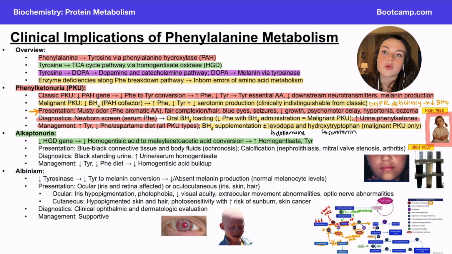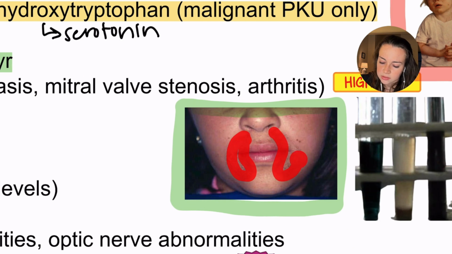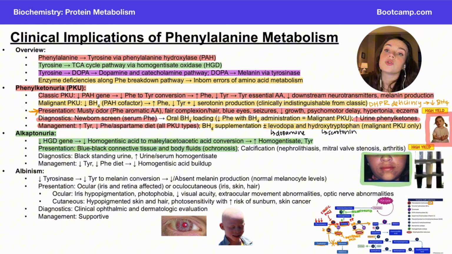The buildup of this homogentisate is going to cause a very interesting clinical presentation. It's called ochronosis, and it is a blue-black discoloration of body fluids and connective tissue. So you can see down here in this child, there's a blue-black discoloration around the mouth. That's called ochronosis. It's from the buildup of the homogentisate, in this case in the dermis, and it's called ochronosis because the color ochre is actually a yellow color, and that's what you'll see on histology due to the deposition of the homogentisic acid.